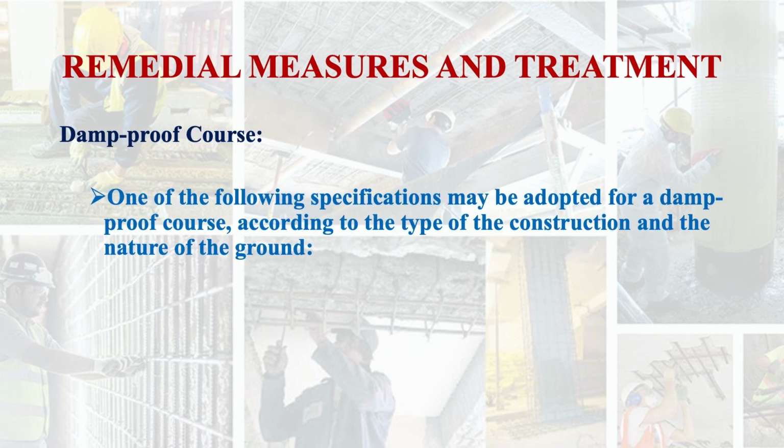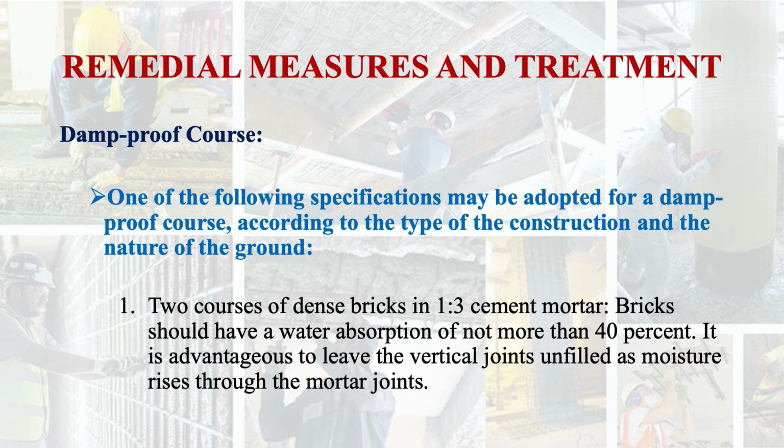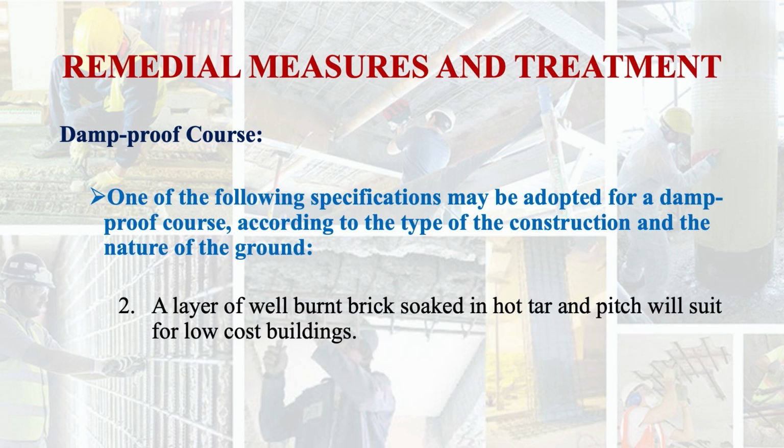Next is damp-proof course. One of the following specifications may be adopted for a damp-proof course according to the type of construction and the nature of the ground. Two courses of dense bricks in 1:3 cement mortar. Brick should have a water absorption of not more than 40%. It is advantageous to leave the vertical joints unfilled as moisture rises through the mortar joints. A layer of well burnt brick soaked in hot tar and pitch will suit for low cost buildings.